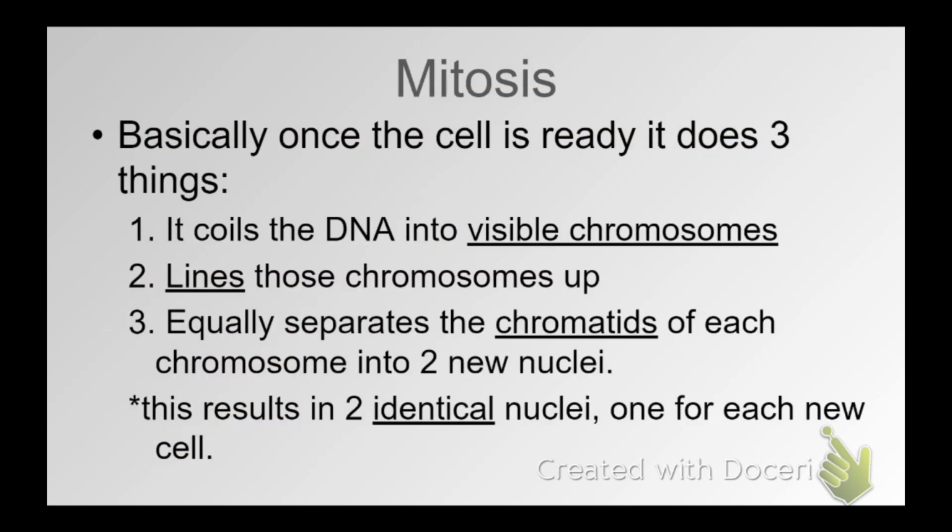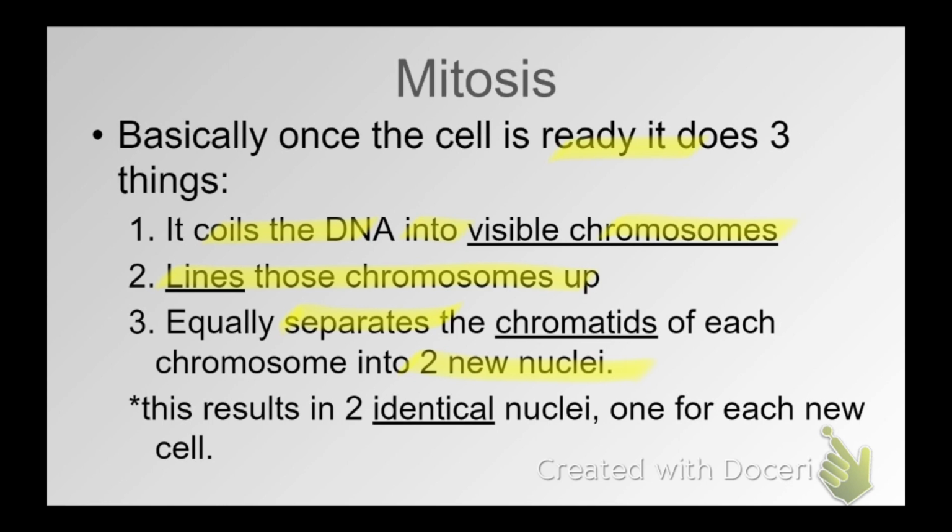We're still talking about mitosis. There are a few things that happen in mitosis. We coil the DNA into chromosomes. This is what happens when we're ready to do mitosis. We line those chromosomes up, we separate them, and we have 2 new nuclei.